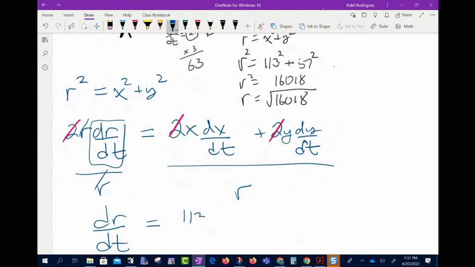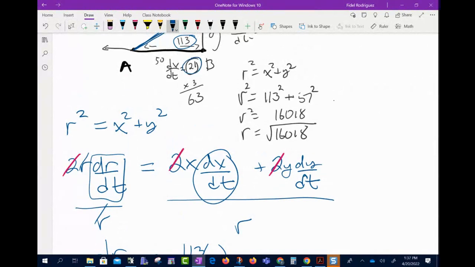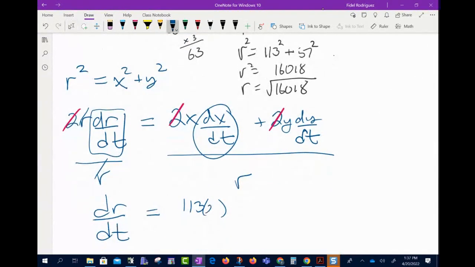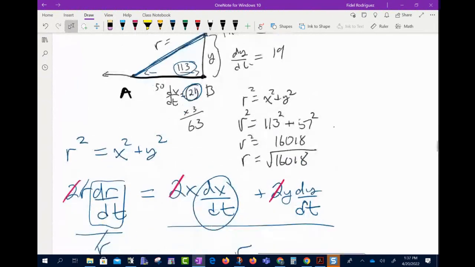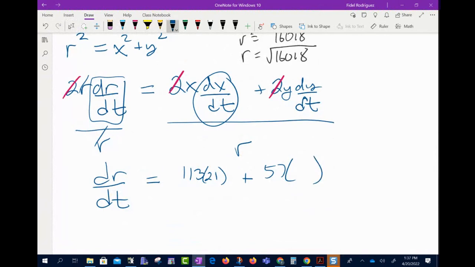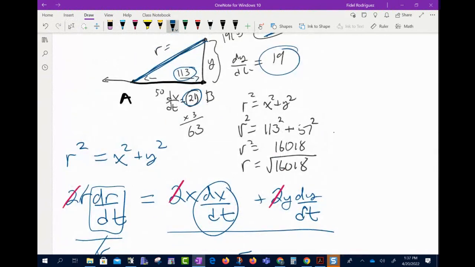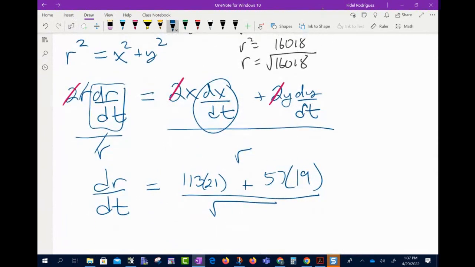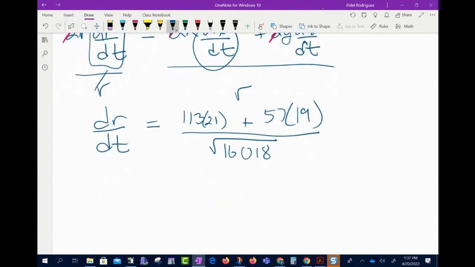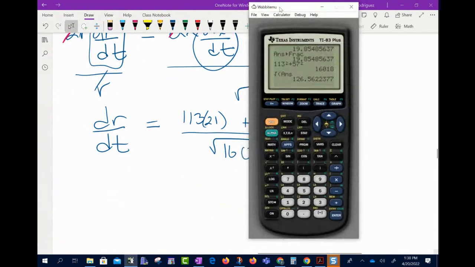113. So right here, y'all, I'm going to have 113 times the dx/dt, the rate at which it was changing, which was 21. Plus my y value, which happened to be 57, times the dy/dt, which in this case was 19. And all of that is being divided by the square root of r squared. And this step, y'all, is just plug it in on your calculator. So let's do that part.